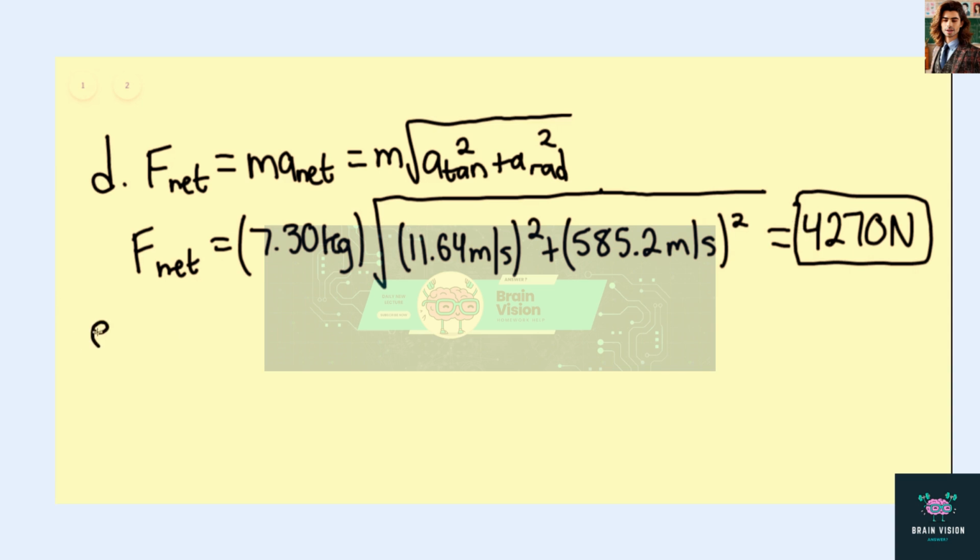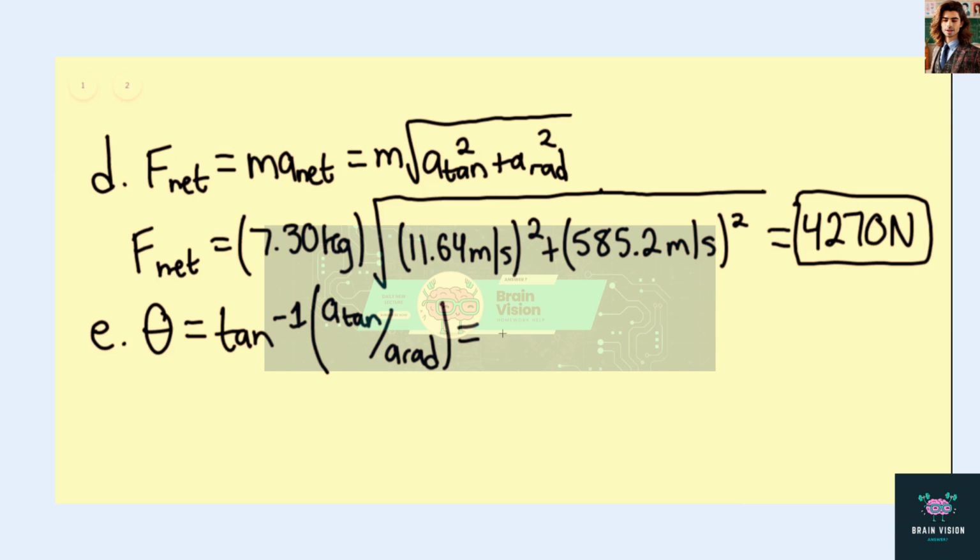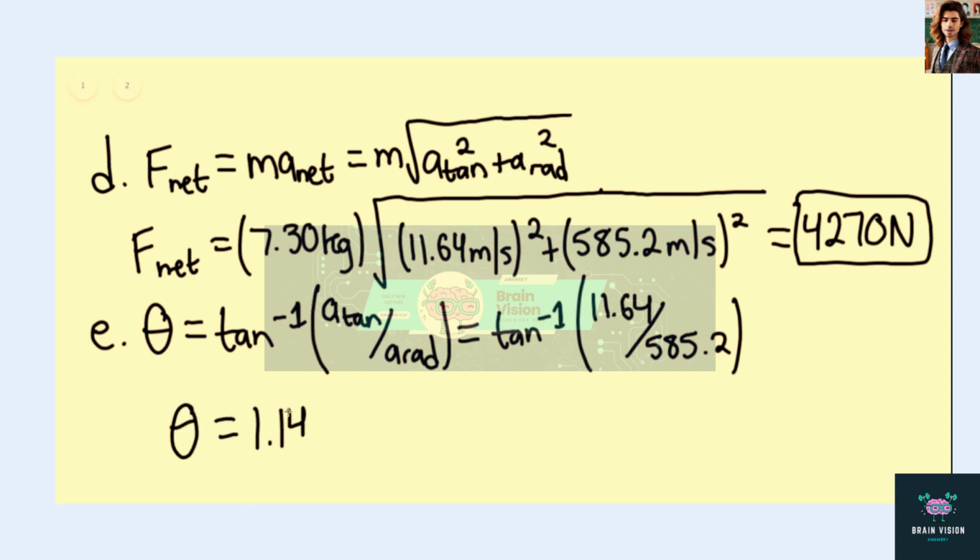And then for part E, we're going to find the angle from the two acceleration vectors. So theta would equal the arctan of the tangential acceleration divided by the radial acceleration. And this equals arctan of 11.64 divided by 585.2. And we find that the angle equals 1.14 degrees. This would be our answer for part E.